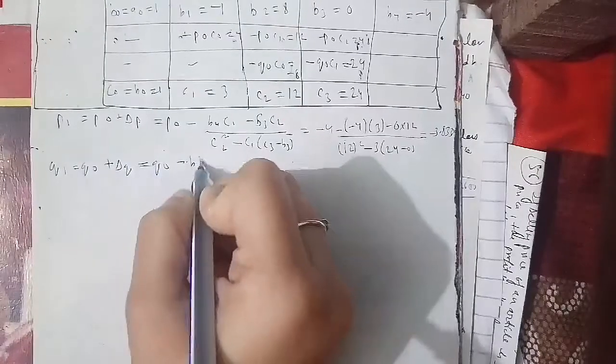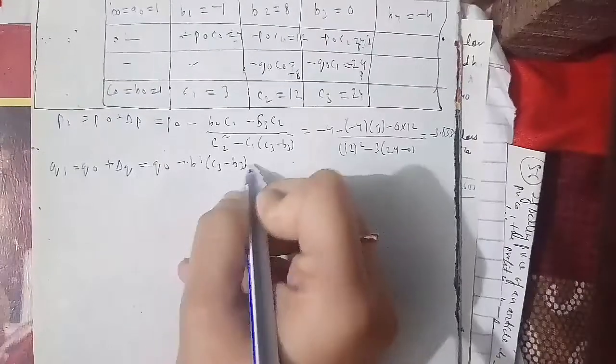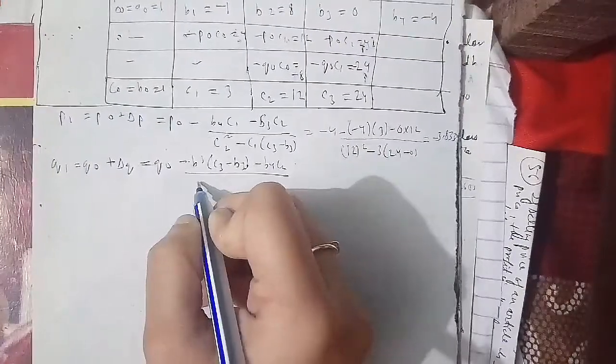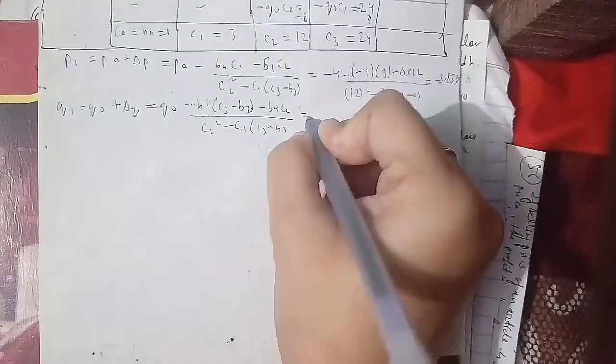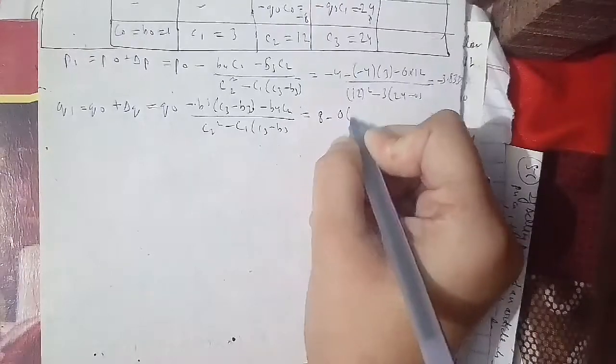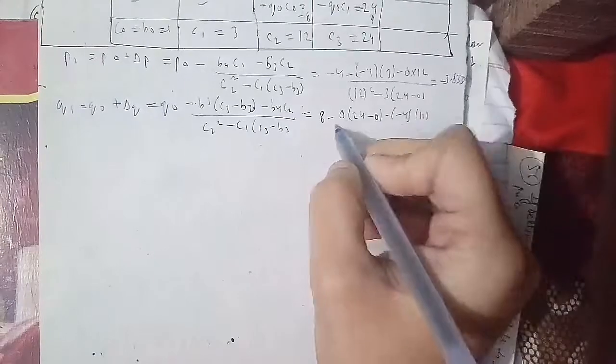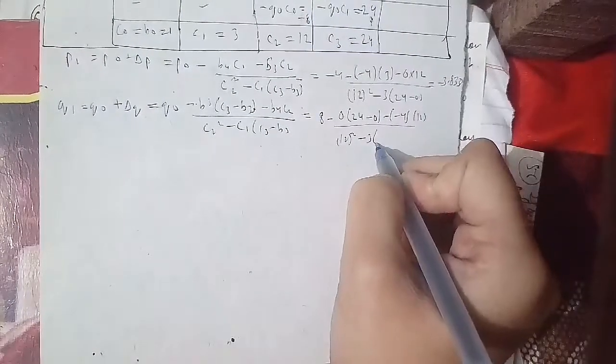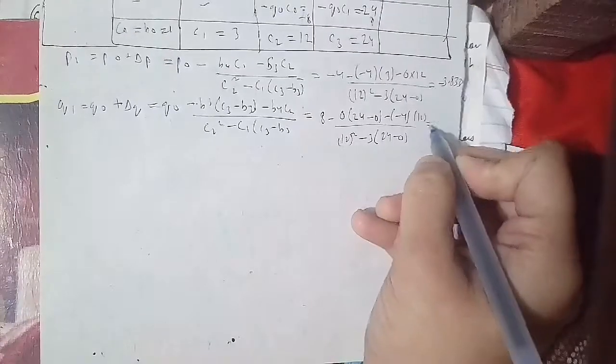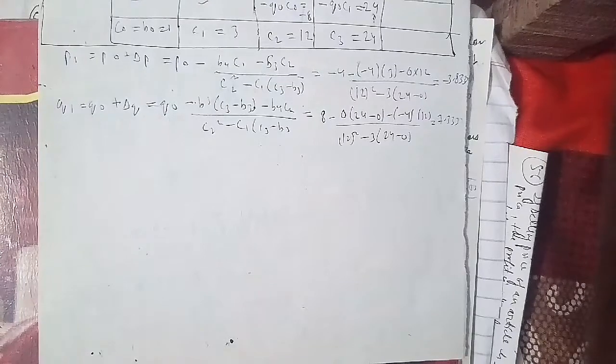Then q1 equals q0 plus delta q, which equals q0 minus b3 c3 minus b3 minus b4 c2 upon c2 square minus c1 c3 minus b3. We implement the values, which will be as follows: 8 minus 0 times 24 minus 0 minus 4 times 12, all upon 12 square minus 3 times 24 minus 0, which equals 7.3333. So we again go for iteration 2, which we have to complete.